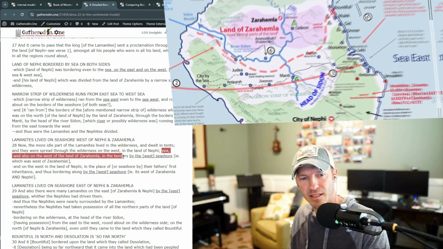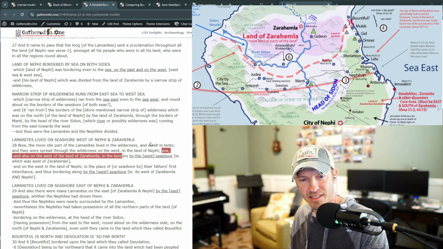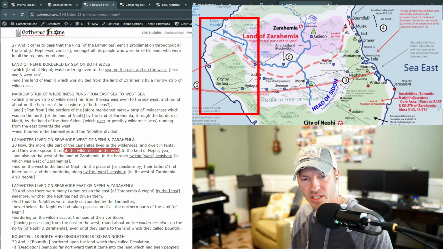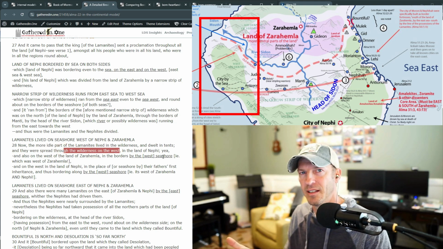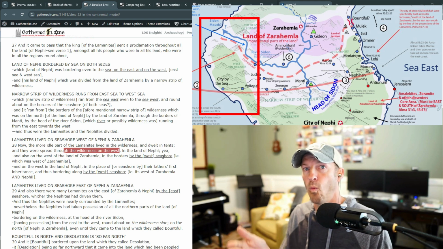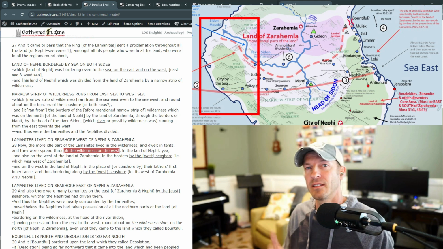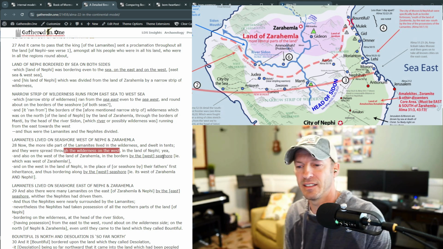Which seashore is it talking about? Well, we just barely said it's in the west, right? They were spread through the wilderness on the west. So which seashore is he talking about? The west seashore, obviously. So there is a west seashore west of the land of Zarahemla that is filled with Lamanites. And that's going to be important when we go through something here in a little bit.